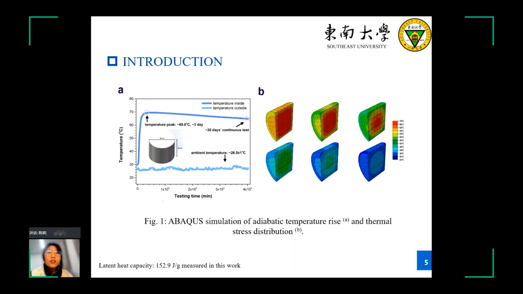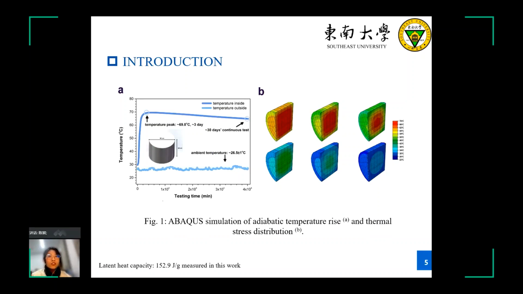Introduction. PCM has been widely applied in various fields, owing to their high latent heat storage density, small volume changes, and fixed phase change temperature range. For constructions, suitable phase change material can also be used to solve the problem of thermal stress caused by the massive release of hydration heat in short term.